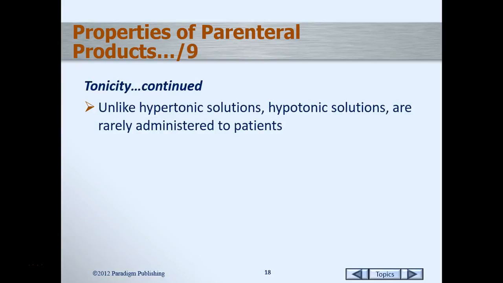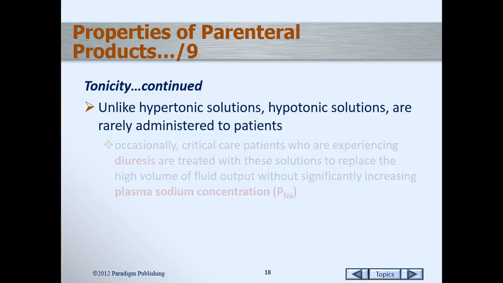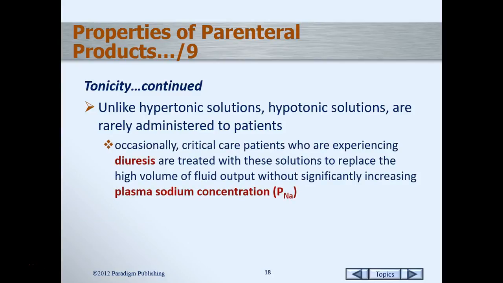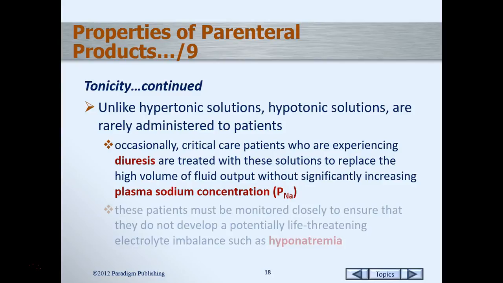Unlike hypertonic solutions, hypotonic solutions are rarely given to patients. Occasionally, critical care patients who are experiencing diuresis or excessive fluid loss are treated with these solutions to replace the high volume of fluid output without significantly increasing the plasma sodium concentration. These patients must be monitored closely to ensure that they do not develop a potentially life-threatening electrolyte imbalance known as hyponatremia.